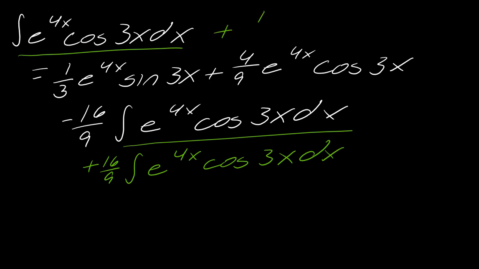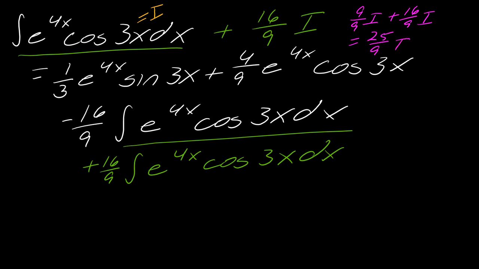I'm going to add it to both sides. And so I can call this integral, remember I called this integral I. So a nice shorthand for this is I could just call it plus 16 over 9 I. So now maybe I'll just do the calculation here: I plus 16 over 9 I. So that's really going to be 9 over 9 I. So this is going to be 25 over 9 I when I add them together.